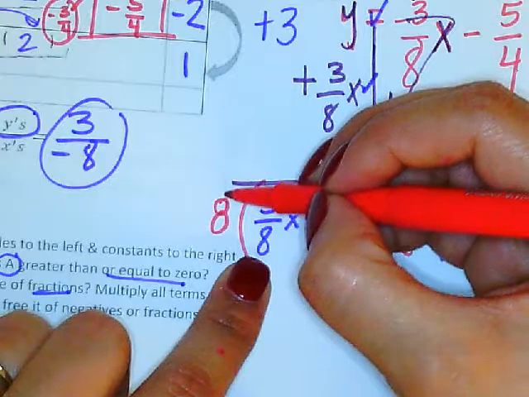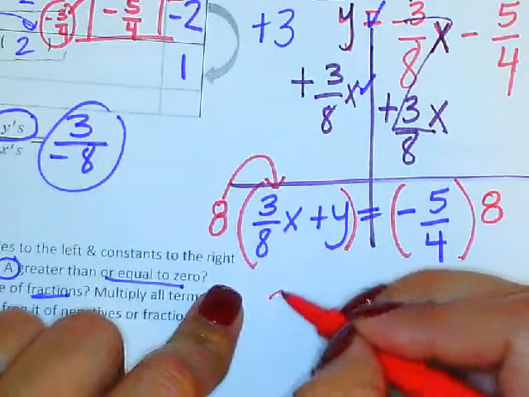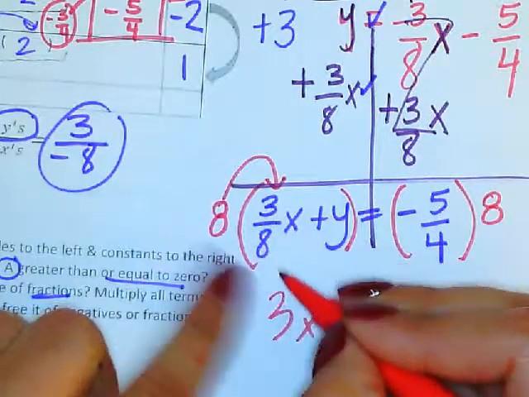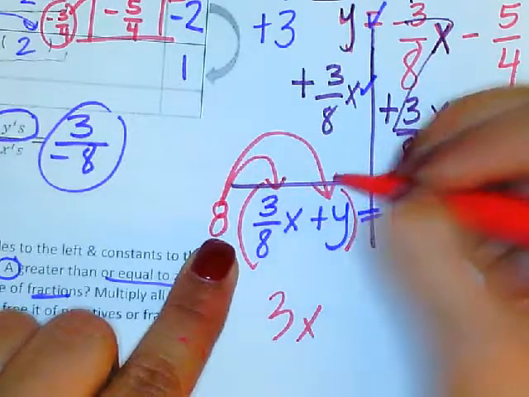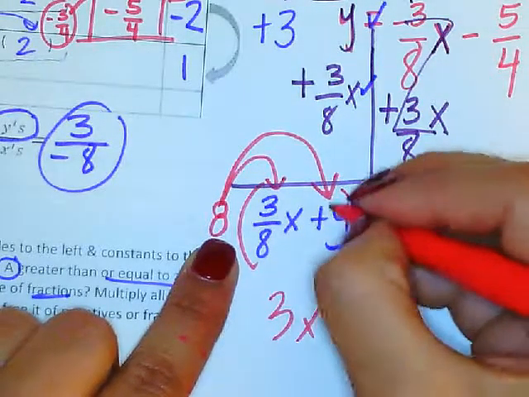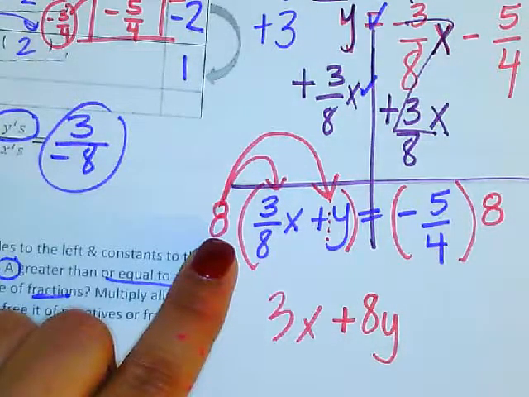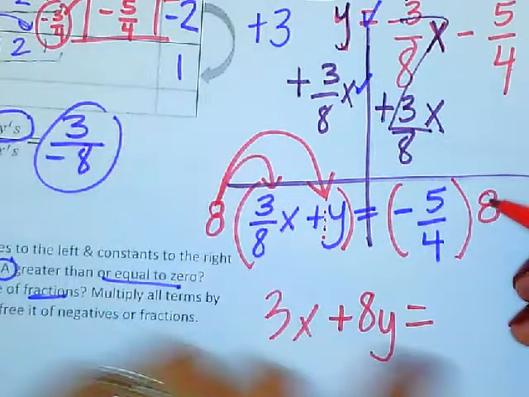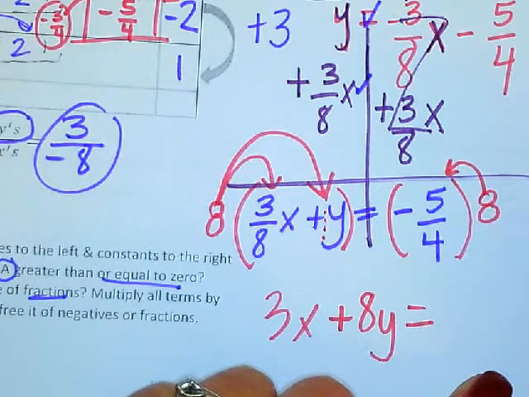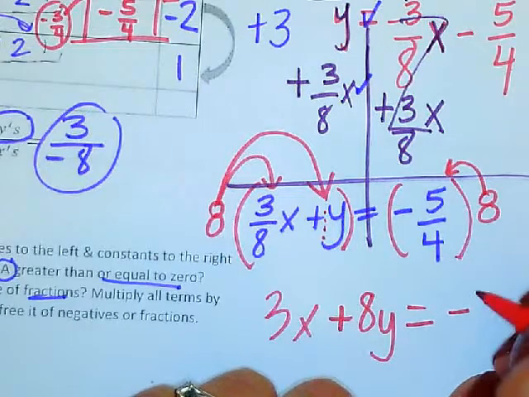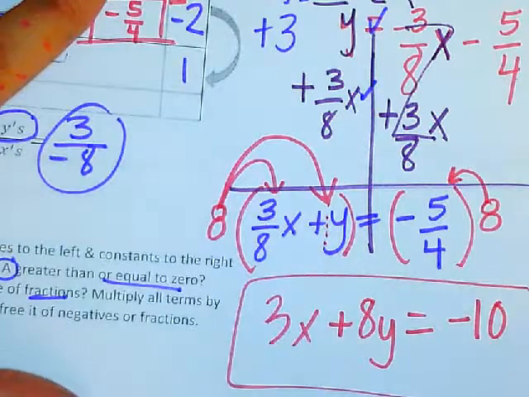You can enter in the calculator 8 times 3/8, and you should get 3x because the 8 would cancel here. You can enter in the calculator 8 times, here's an invisible 1, so it would be 8y. And then on the other side, you can enter in the calculator negative 5 over 4 times 8, and you should get negative 10. Now I have it in standard form.